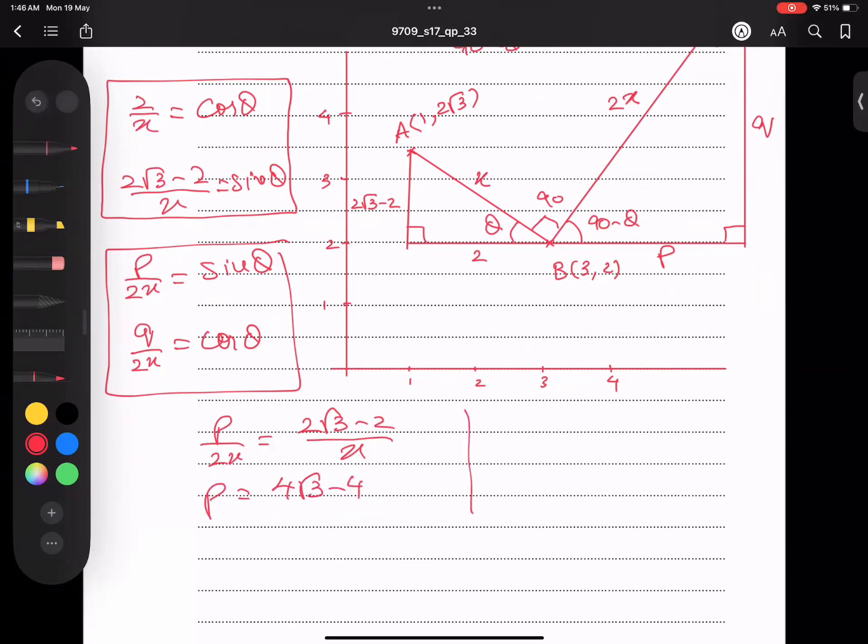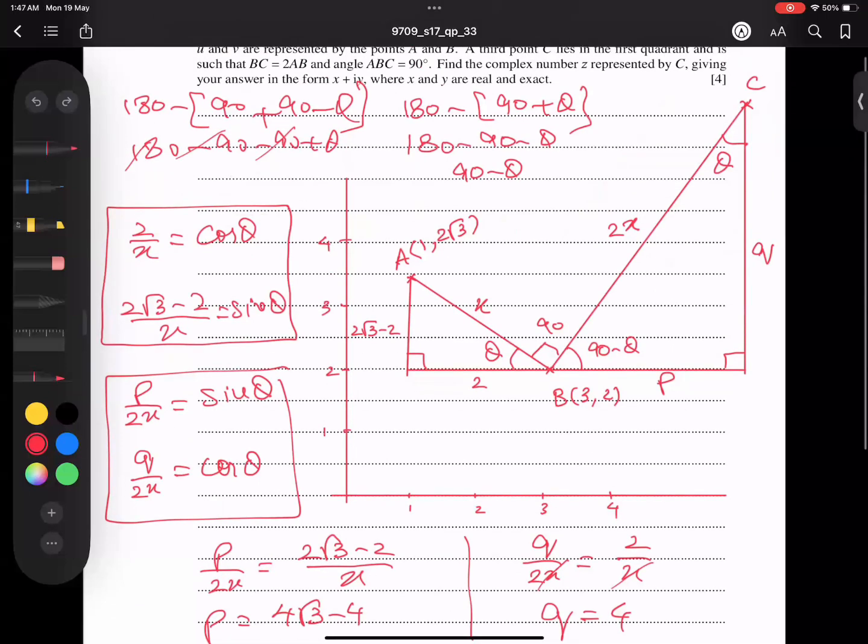Same for Q. Because cos is the same, I will put them equal to each other. And I got 2 by x, or I can say Q by 2x. So this equals 2 by x. X cancels and Q becomes 4. It means this distance is 4. But do you know, students, this is a value counted from here. This is P and this is Q. But I have to find the coordinates of C, so it means from the origin.